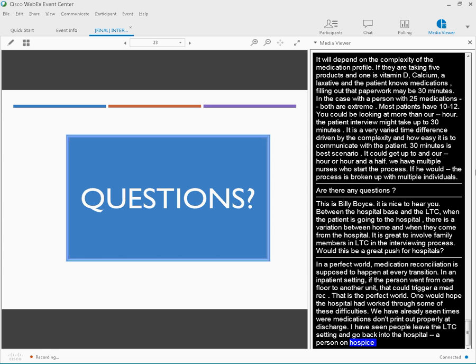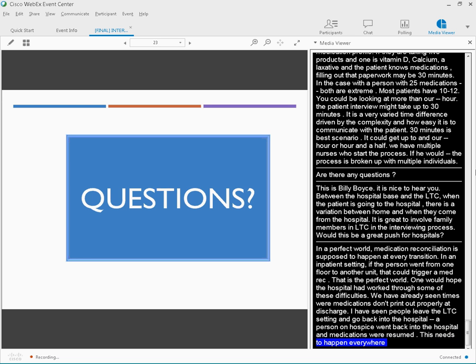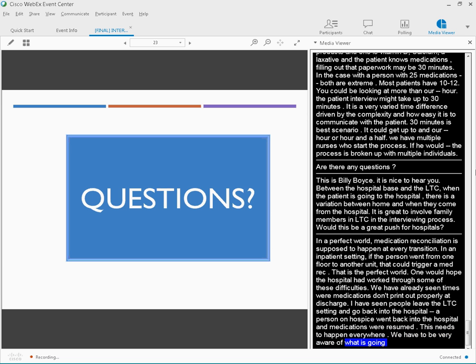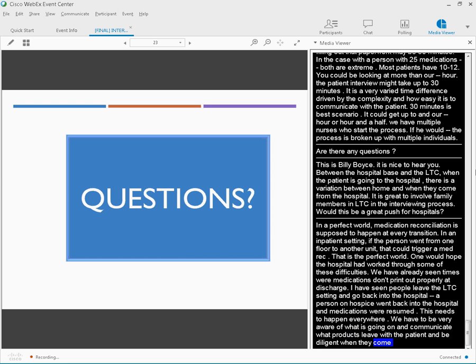And so this really does need to happen everywhere, and on our side, we just have to be very aware of what's going on and communicate at that transition of care what products leave with the patient, and then be diligent when the person comes back. Right. Yeah, maybe if we had all the stops, then we could prevent errors.